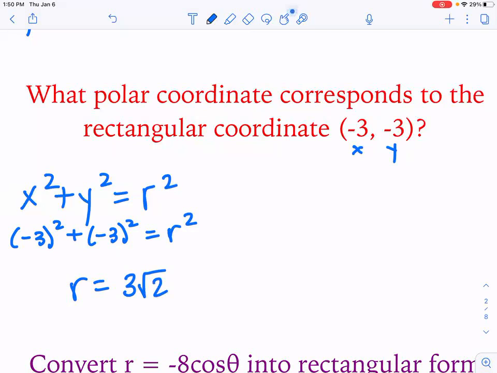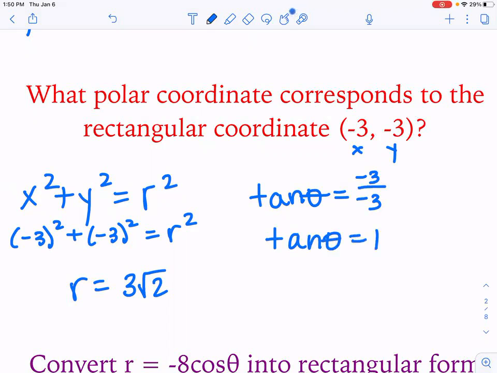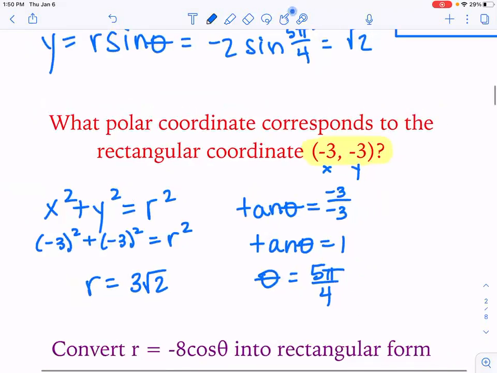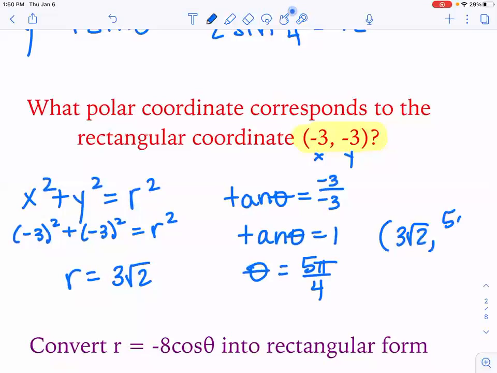Good. Okay. Now the last one we haven't used, we know that the tangent of theta is y over x, or the tangent of theta is 1. Now there's two different places where the tangent of theta is 1. One of them is pi over 4 and one of them is 5 pi over 4. Which one makes sense in regards to this original coordinate? We need to make sure that our angle matches the quadrant. Okay, so r comma theta is 3 radical 2 comma 5 pi over 4.